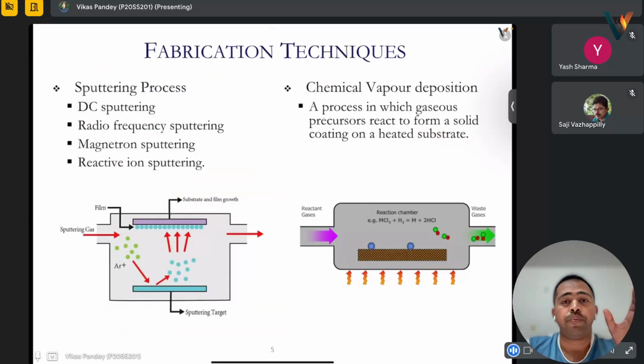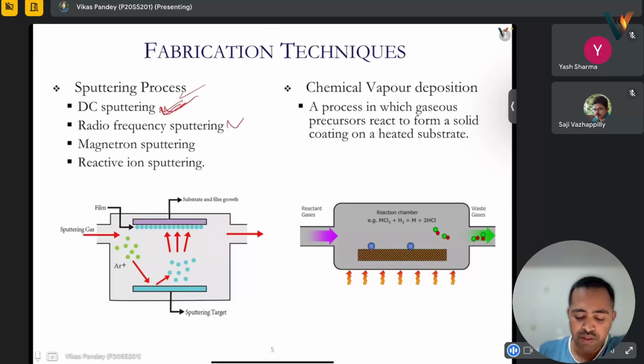Okay, so let's see what the sputtering process and chemical vapor deposition are, simply. Sputtering can be either thermal, which we saw is directly DC based, or electron beam based. Sputtering can again be DC sputtering, radio frequency sputtering, magnetron sputtering, or reactive ion sputtering.